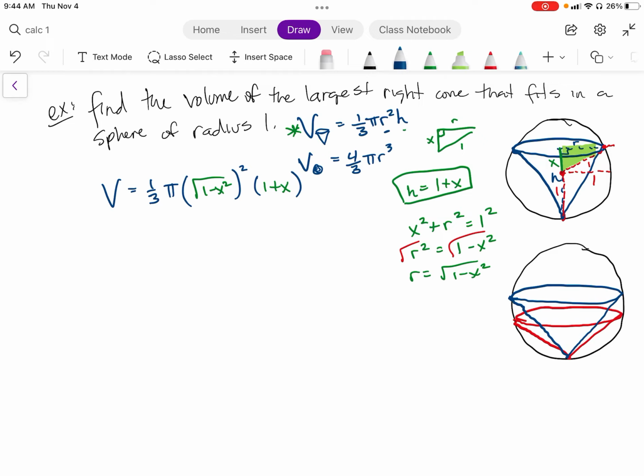Okay, looks good. Yeah, I agree. Square root of 1 minus x squared, squared. Let's simplify this. We have 1 minus x squared, the square root and square cancel, times 1 plus x.